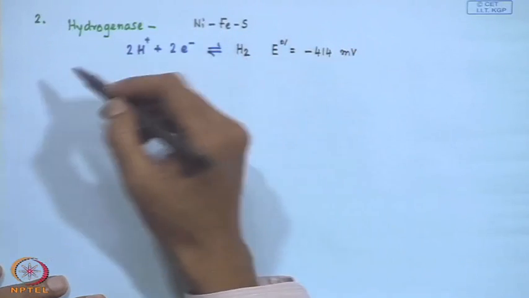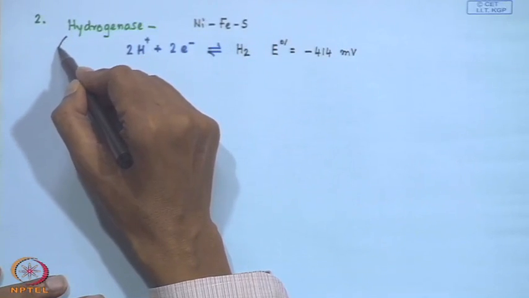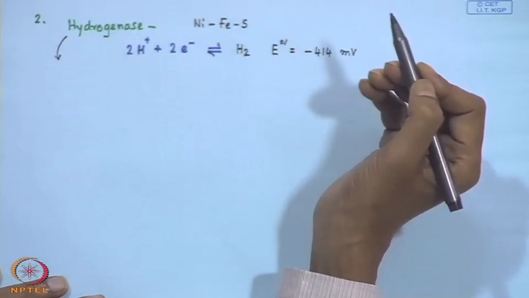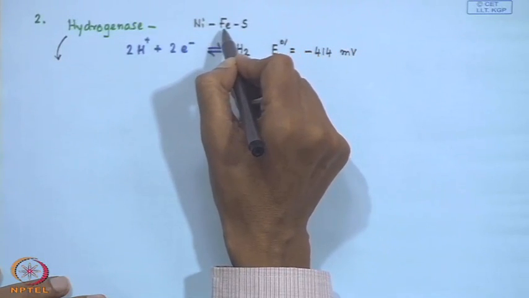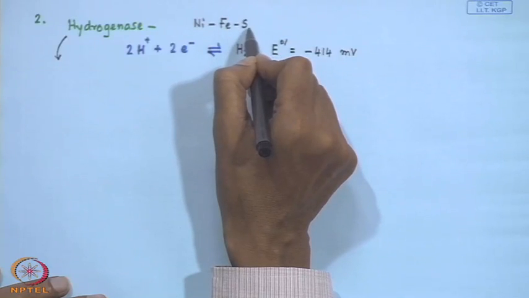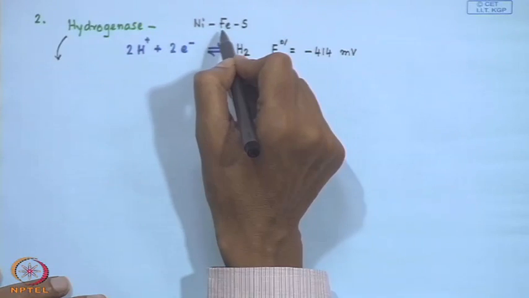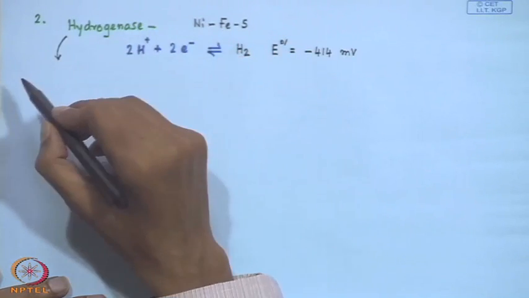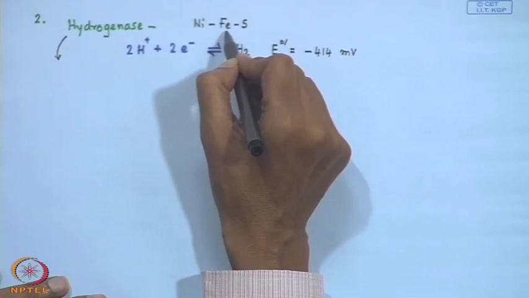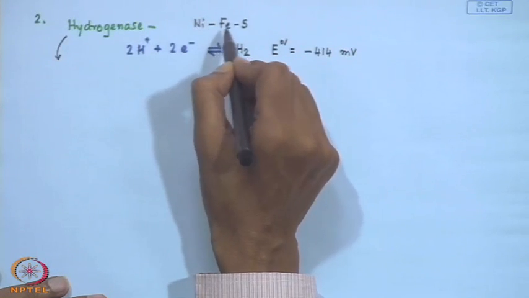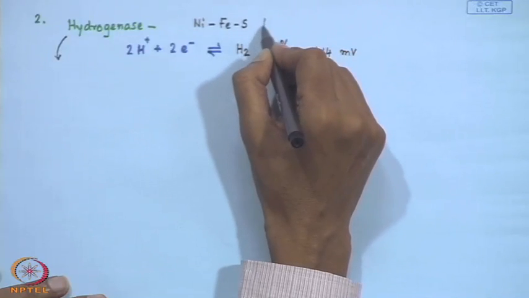So, there are several other hydrogenases. A large number of hydrogenases are known. There are some hydrogenases which bear only iron and sulfur. So, they are only iron bearing hydrogenases, but when we talk about nickel enzymes, nickel will also be present along with iron. So, it will be nickel iron sulfur proteins.